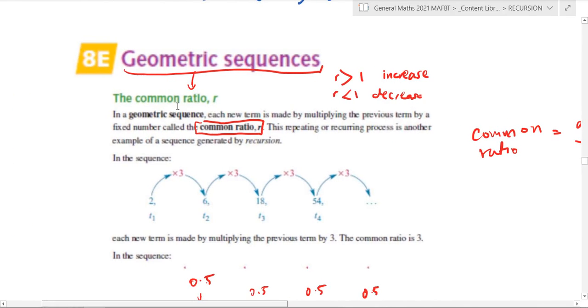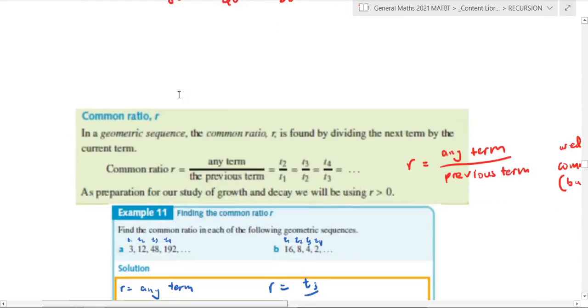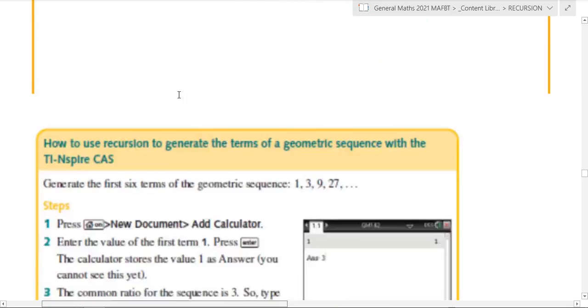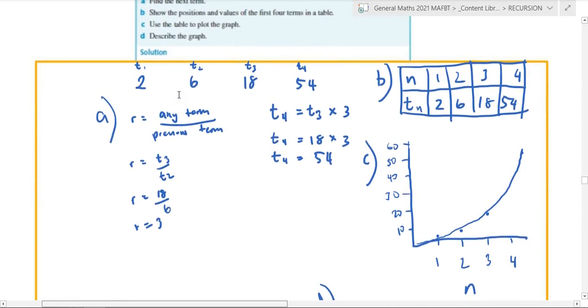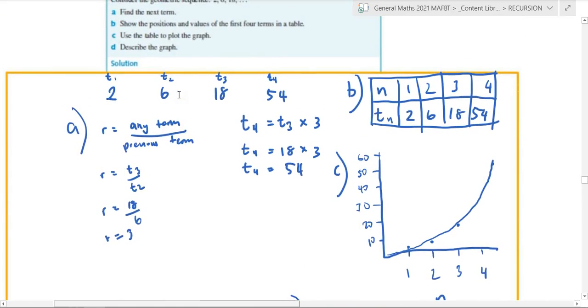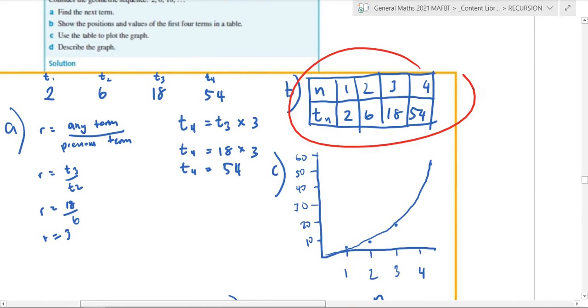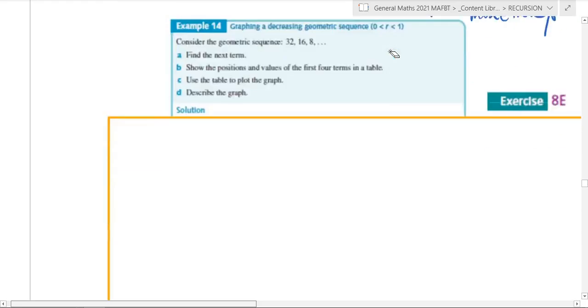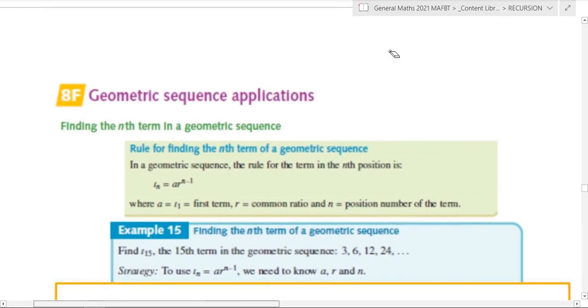And that's what we learned about in the previous chapter, 8E. We also graphed them as well. I think most people are familiar with the graphing. Just make sure you are aware of how the table of values is set out. Okay, so let's get into 8F.